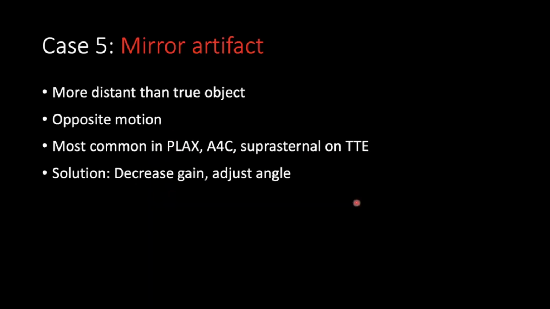So some important tips and tricks. It's just that the mirror image or the projected image is more distant than the true object. It's the opposite motion because it's a mirror image. Most commonly seen in the parasternal long, but can be seen in other views as well, apical 4, suprasternal as well. And then the way to know that this truly is an artifact is to try to decrease the gain or to change the angle and see if that mirror artifact changes in any way. And if it does, it's clearly an artifact.